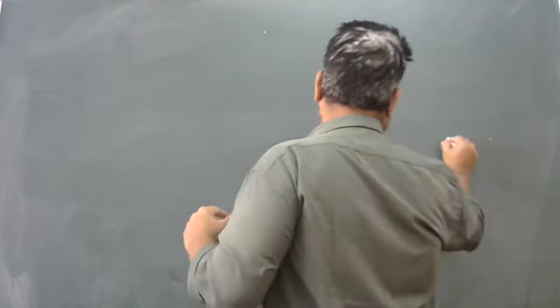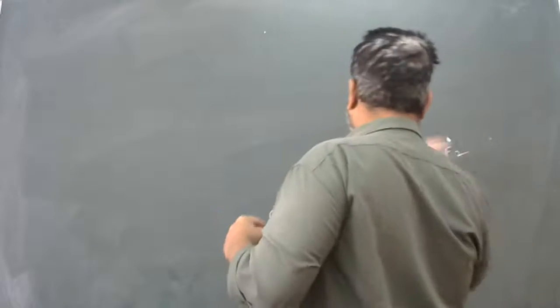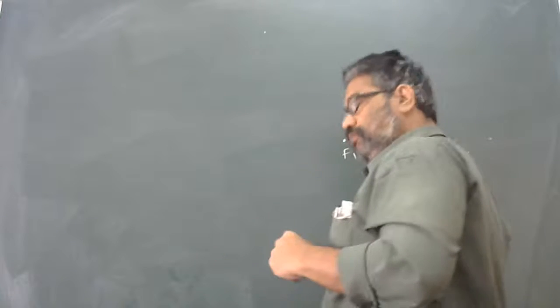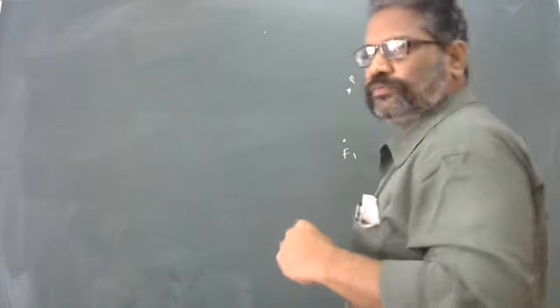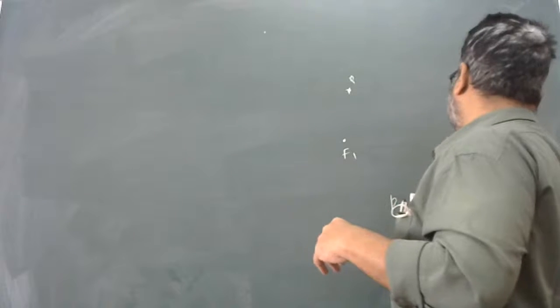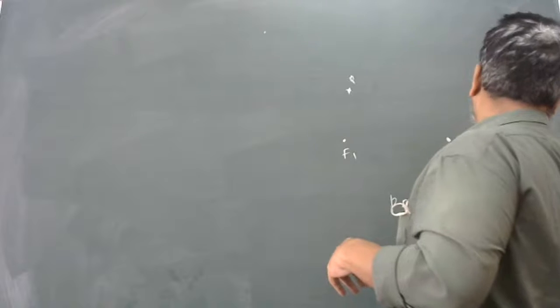Now, what is the condition for the two foci? Again, F1, F2. This is the right side focus, positive a comma 0. This is the left side focus. Now, I take a point P. Now, the condition is that PF2 minus PF1 is equal to a constant, or 2a.